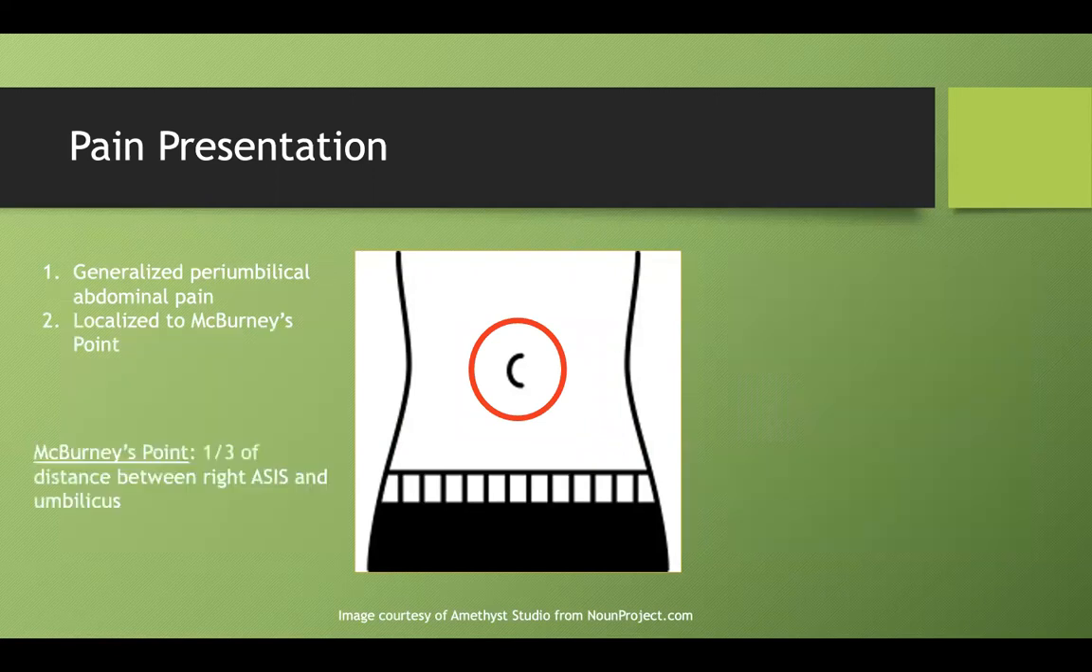So what's McBurney's point? McBurney's point is located one-third of the distance between the right ASIS and the umbilicus. So there's our umbilicus, and I've attached that on one end of this green line here, and the ASIS is located approximately here. So one-third of the distance is McBurney's point. So you get localized pain here.